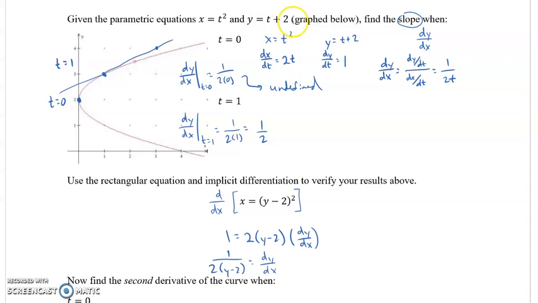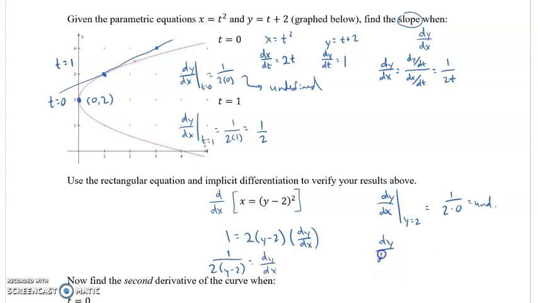y minus 2 is the same thing as t, so this is actually the exact same derivative. So when t equals 0, we are at the point x equals 0, y equals 2. So when we evaluate dy/dx when y equals 2, we get 1 over 2 times 0. Same as before, right? Because when you plug in 2 for y, you get 0. Okay, so this seems to be bearing itself out.